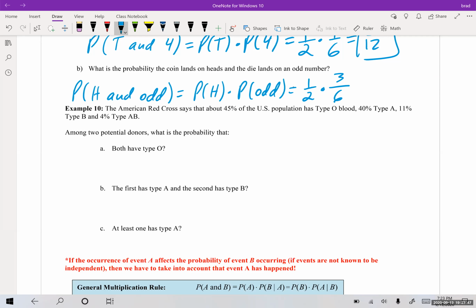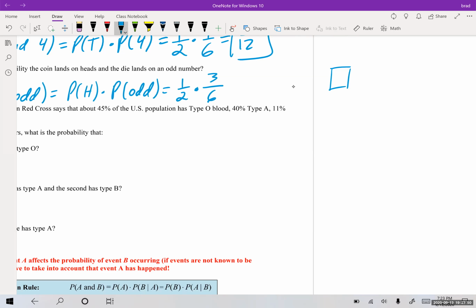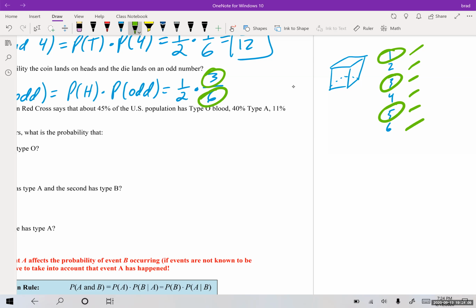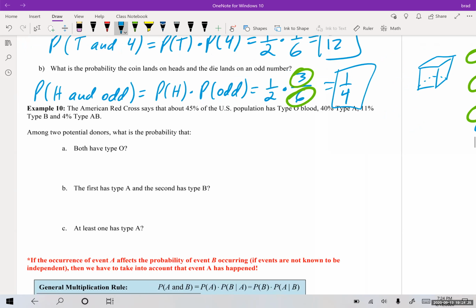So 3 of the 6 sides on a die. You've got a die, and it has 6 sides, 1, 2, 3, 4, 5, 6. And how many of these are odd? 1, 2, 3. So that's where I got my 3 from. How many total are there? 1, 2, 3, 4, 5, 6. So that's where I got my denominator. So now we end up with 3 out of 6, which is 1/2. So we're going to get 1/4, right? Because 1/2 times 1/2, that would be what? 3/12, and 3/12 is the same as 1/4. So the probability of that happening is 1/4.